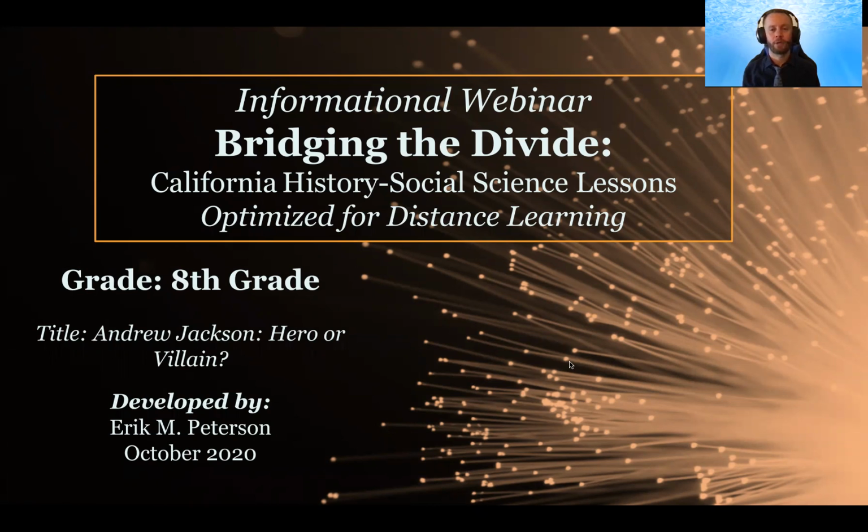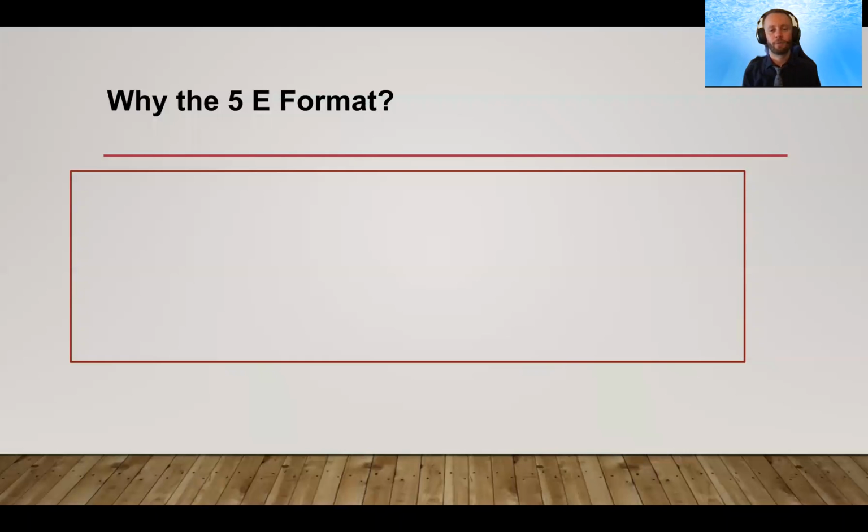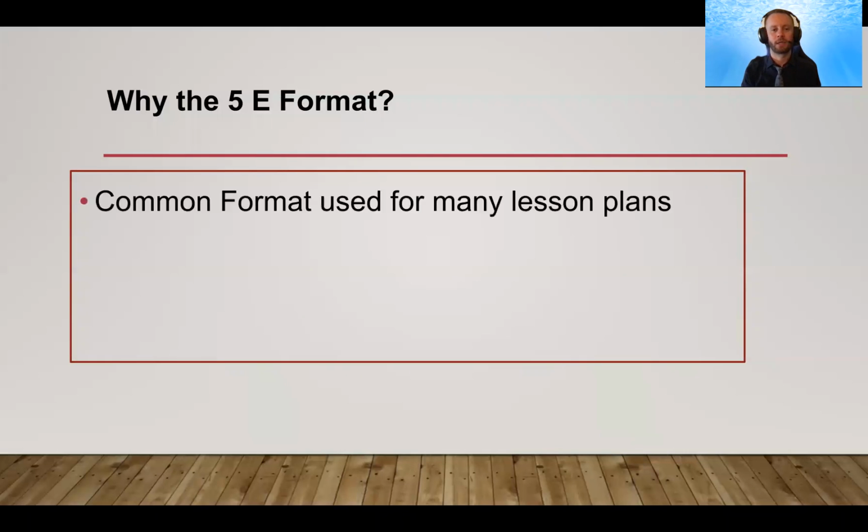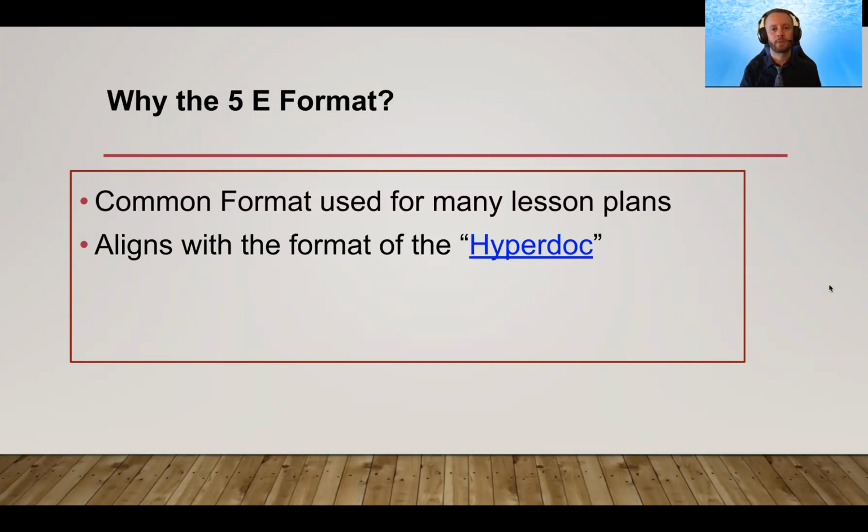However, on the California History Social Science CLIC website, you will be able to find lessons that cover grades K through 12, and each of these lessons can be copied and modified as teachers see fit for their learning environments. Each of them will follow the 5E format. It's a common format used for many lesson plans, but it was developed in the sciences. It aligns with the hyperdoc model, which means you'll find resources and activities linked throughout. It's also easy to follow for teachers.